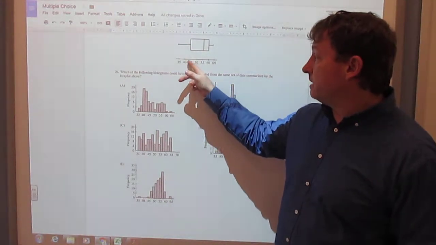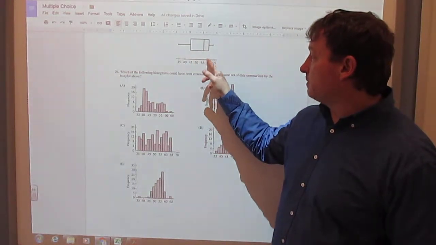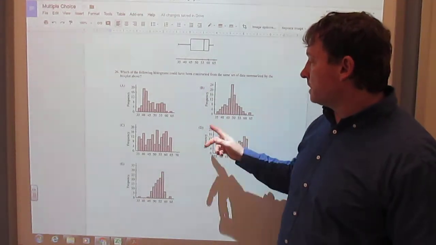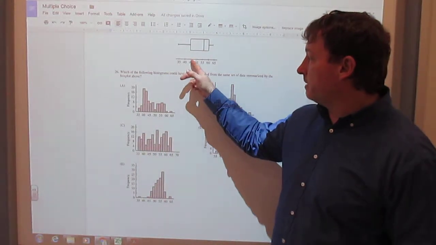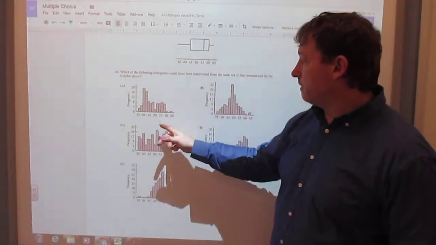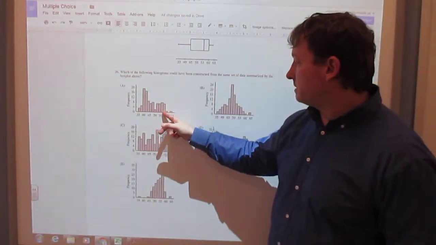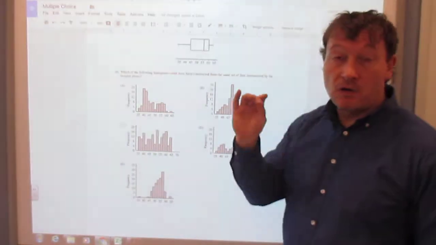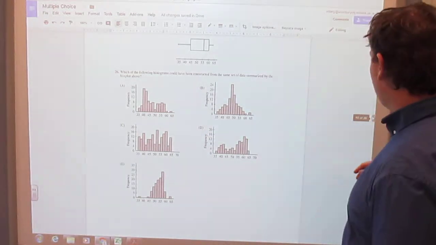25% of the data is between these two. 25% of the data is between these two. 25% of the data is in there, and 25% of the data is in there. Which one shows that? This is your frequency. So look for the same number between here to here in your frequency as between here to here, and you should have the same number between 56 and 60, and the same number of points between 60 and 65, because all those are 25% of the data. So that's what we're looking for.